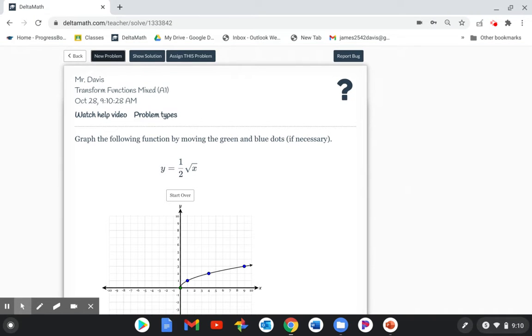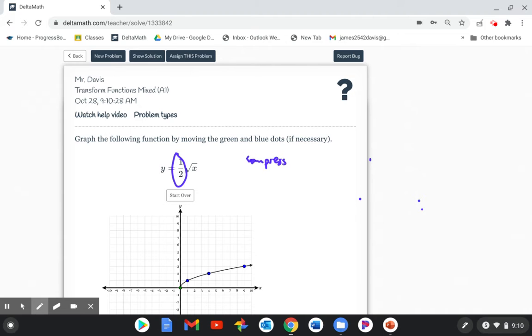Okay, so this one we've got a stretch or compress. We haven't seen one like this yet. Now there's actually no other transformations. There's no shift up, down, left, right, anything like that. No reflections. All we have is this 1/2. That tells us we're going to compress it, right? Because it's between 0 and 1. So we're going to compress.